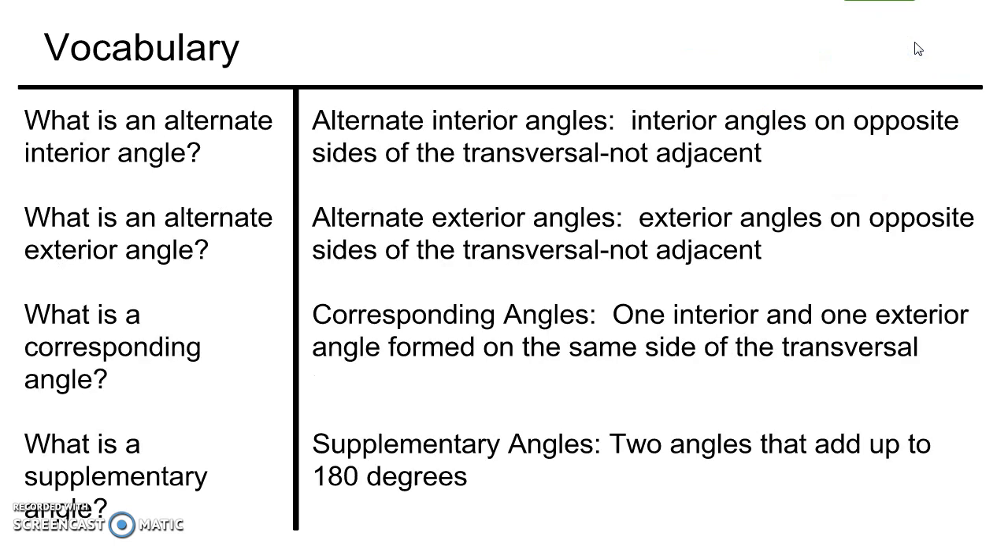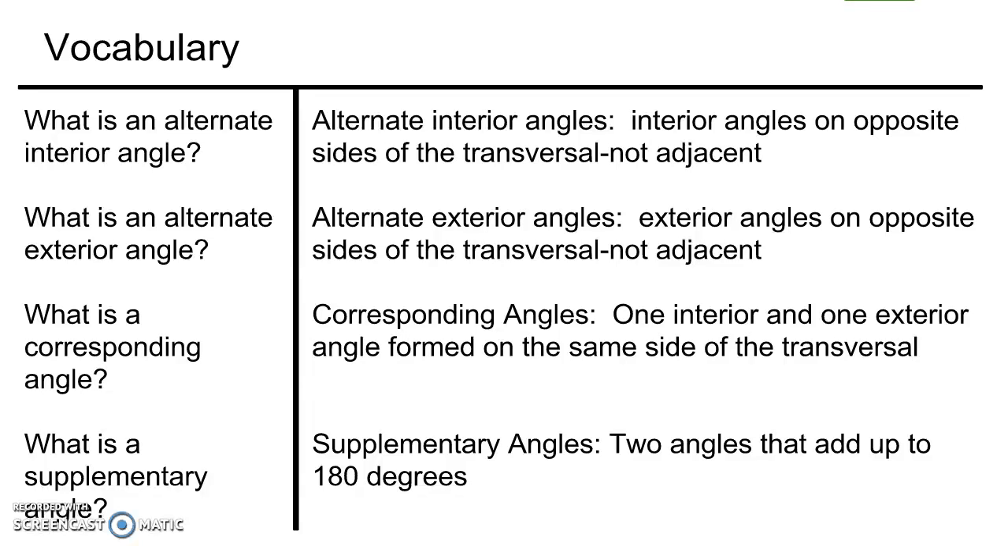All right, 4 more definitions. Go ahead and whine. I know it's a lot to copy. There's one more slide after this you have to copy, but it's short, and then we'll be done with the copying of the notes. So go ahead and copy these 4 definitions down. What is an alternate interior angle? Alternate interior angles are interior angles, so they're those angles that are in between the parallel lines on opposite sides of the transversal that are not adjacent, so they're not side by side.